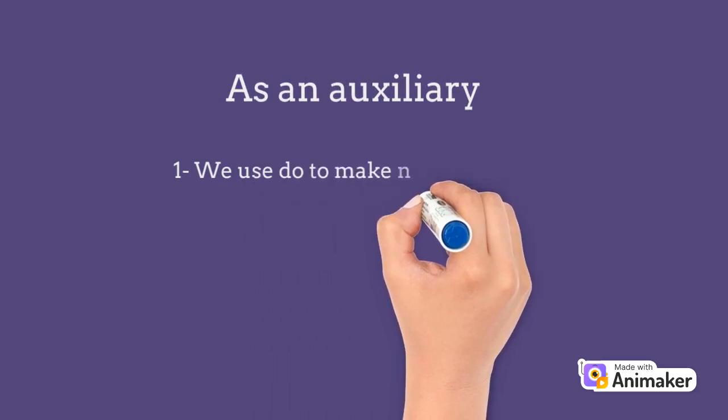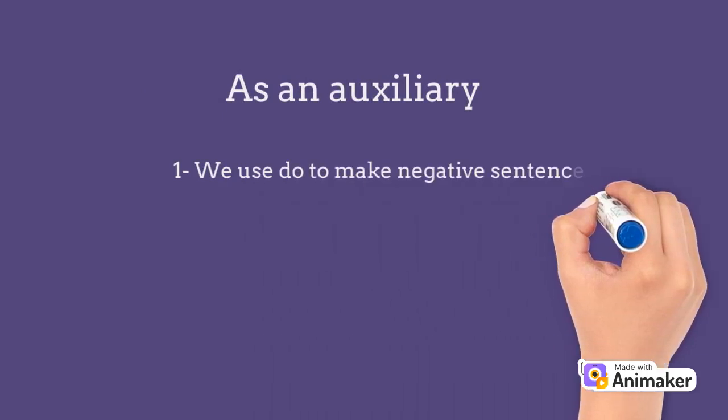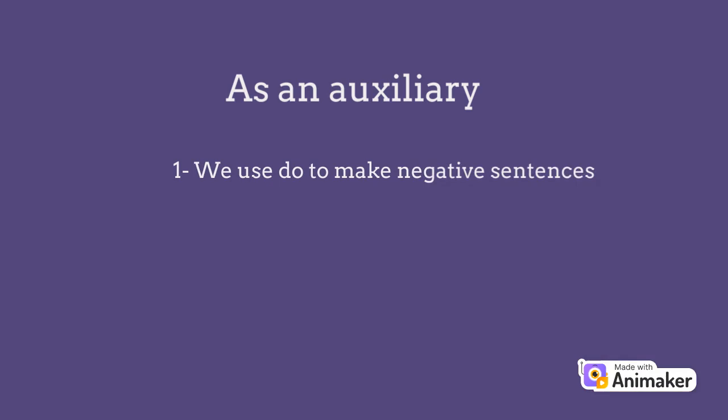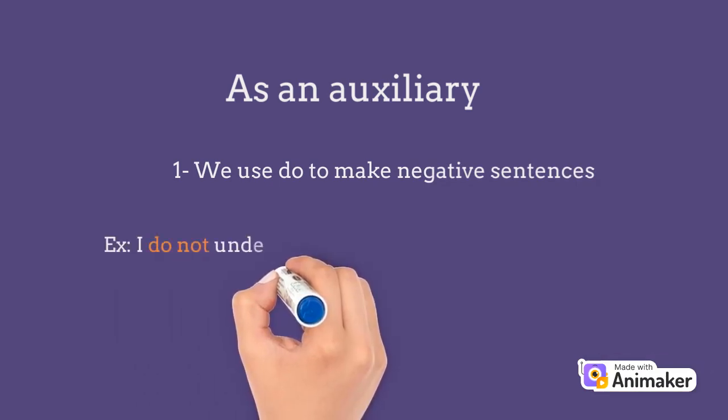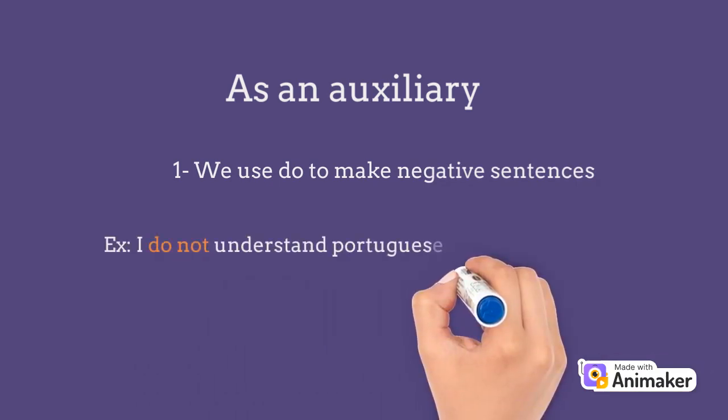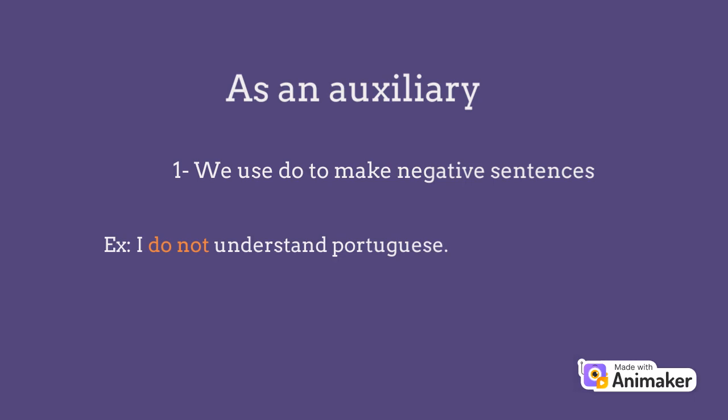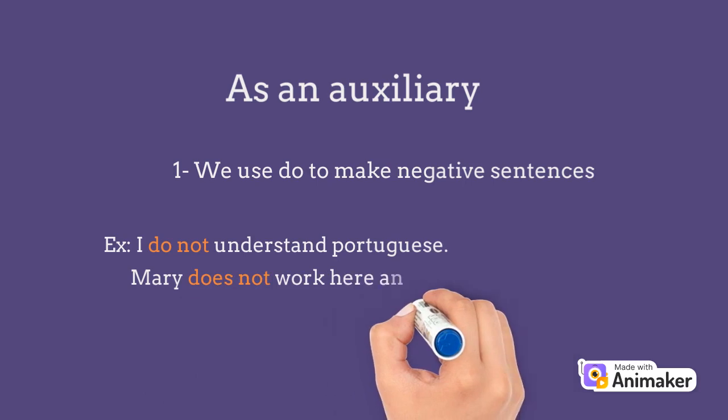Premièrement, nous sommes capables d'utiliser pour nous faire phrase négative. We use it to make negative sentences. For example, I do not understand Portuguese. I need the auxiliary to make the negative sentence. Mary does not work here anymore.